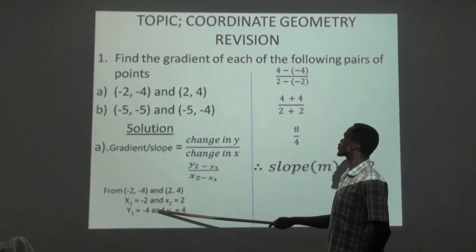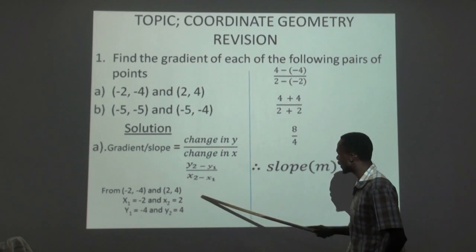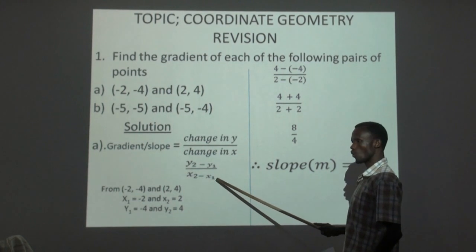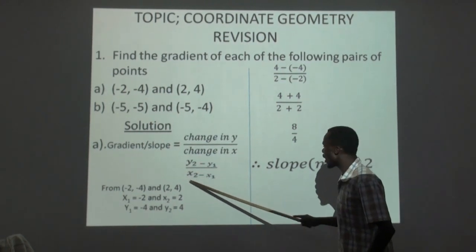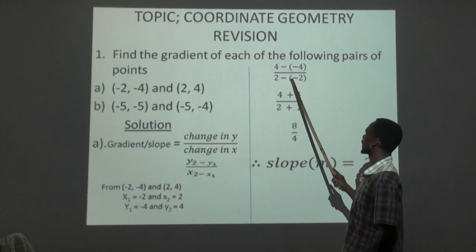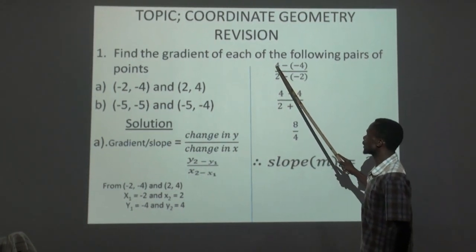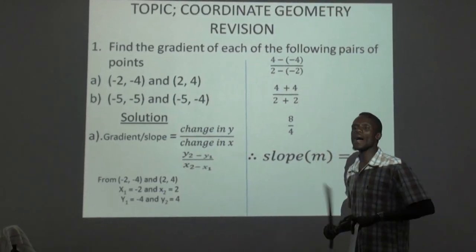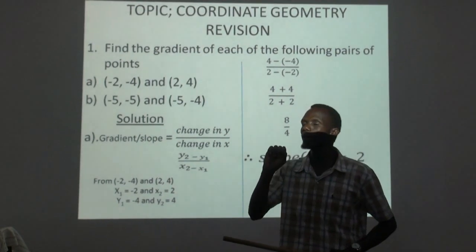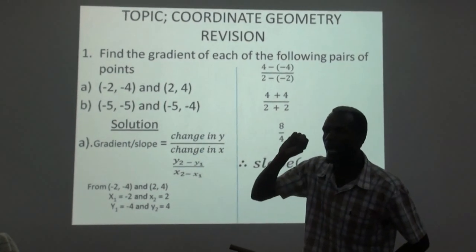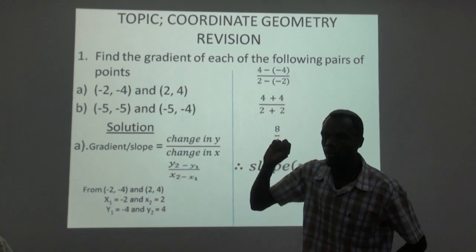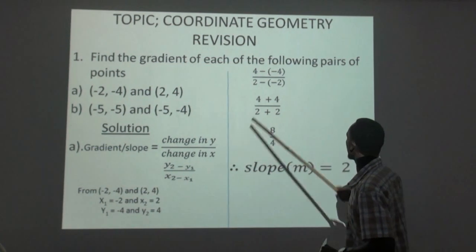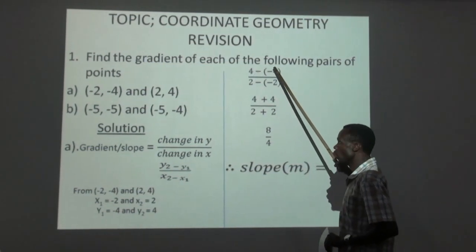So here we have this one. Now from the formula we have said y2 minus y1 over x2 minus x1. Substituting what we have got, y2 is 4, minus y1 which is negative 4. Remember the signs. If it is negative, the negative must be there. Do you understand? That's why I said 4 minus negative 4.